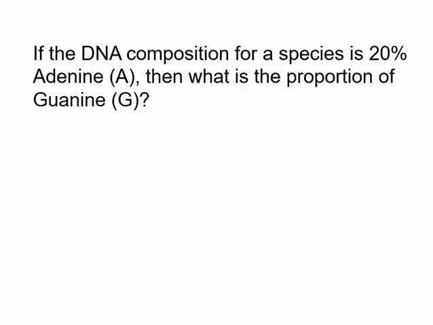All right, yeah, it's got to be 30%, right? Because if adenine is 20, that means thymine is 20. That's 40% of the total. You're left with 60, which has to be split between G and C, which are equal. So 60 divided by 2 is 30.